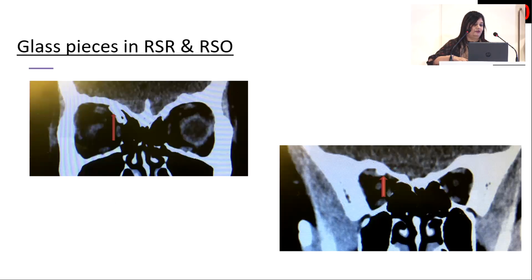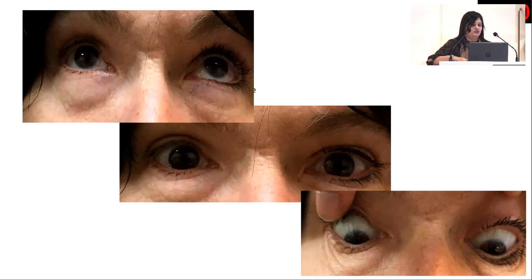Luckily, her eyes were good, her vision was good, but as you can see, those red arrows are pointing to the glass pieces sitting on the superior oblique and the superior rectus muscle of that right eye. The rest of the muscles and the globe are intact. When she looks up, she gets double vision. When she looks down, she gets double vision.